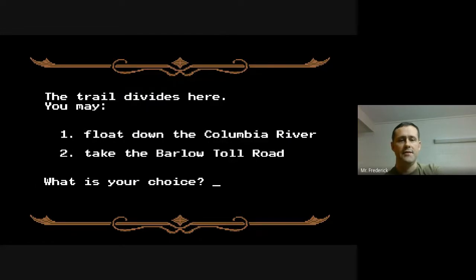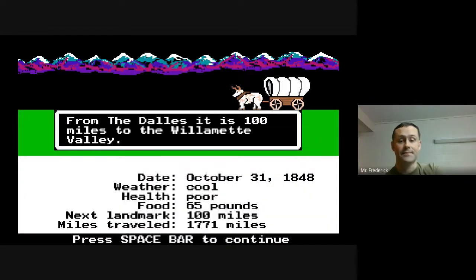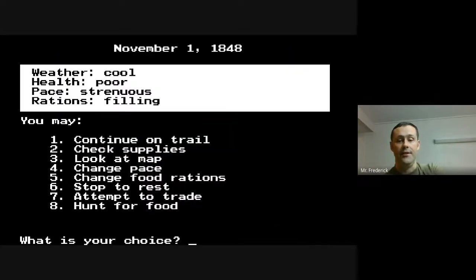The trail divides here. Float down the Columbia River or take the Barlow Toll Road. I'm going to take the Barlow Toll Road. You must pay $7.50 to travel the Barlow Road. Are you willing to do this? Yes, I am. All right, we're going to need to hunt, though. Oops.